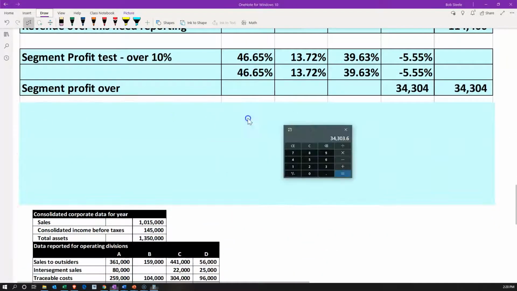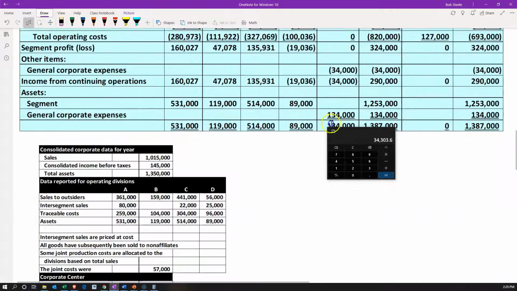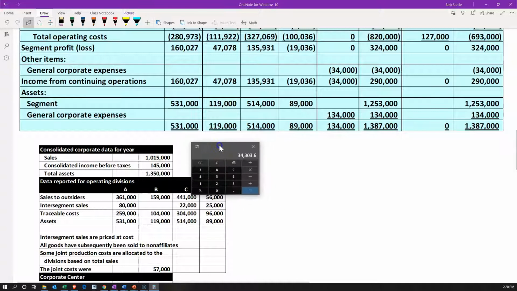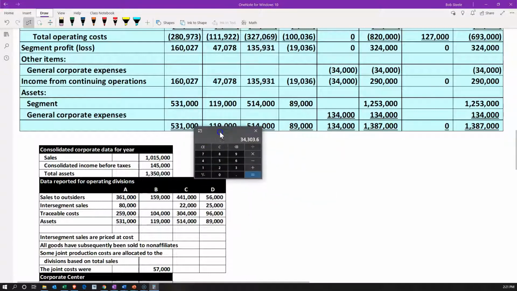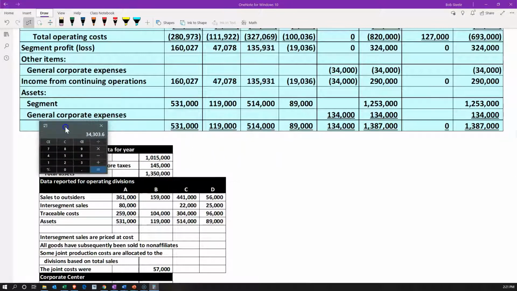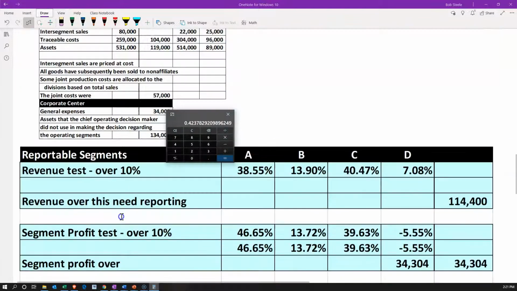Okay, so then we'll do the asset test. So this is the third test that we have here, the asset test. Same kind of process. We got the total assets down here, and we'll do our division problems. Now, we're not going to be taking into consideration the general corporate expenses because we're looking at the segments. So we're going to say we got at the segments, the 531,000 divided by the total, which is going to be this item, 1,253,000. That's going to give us about 42.